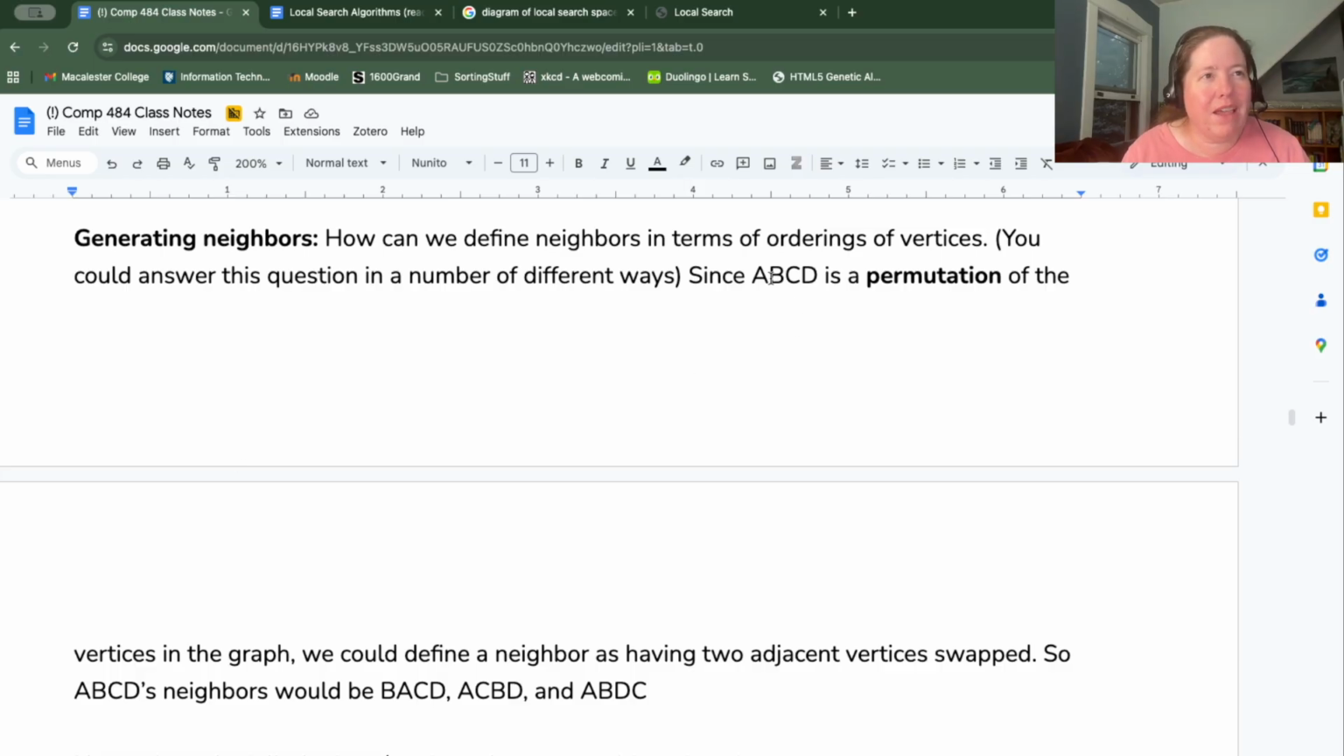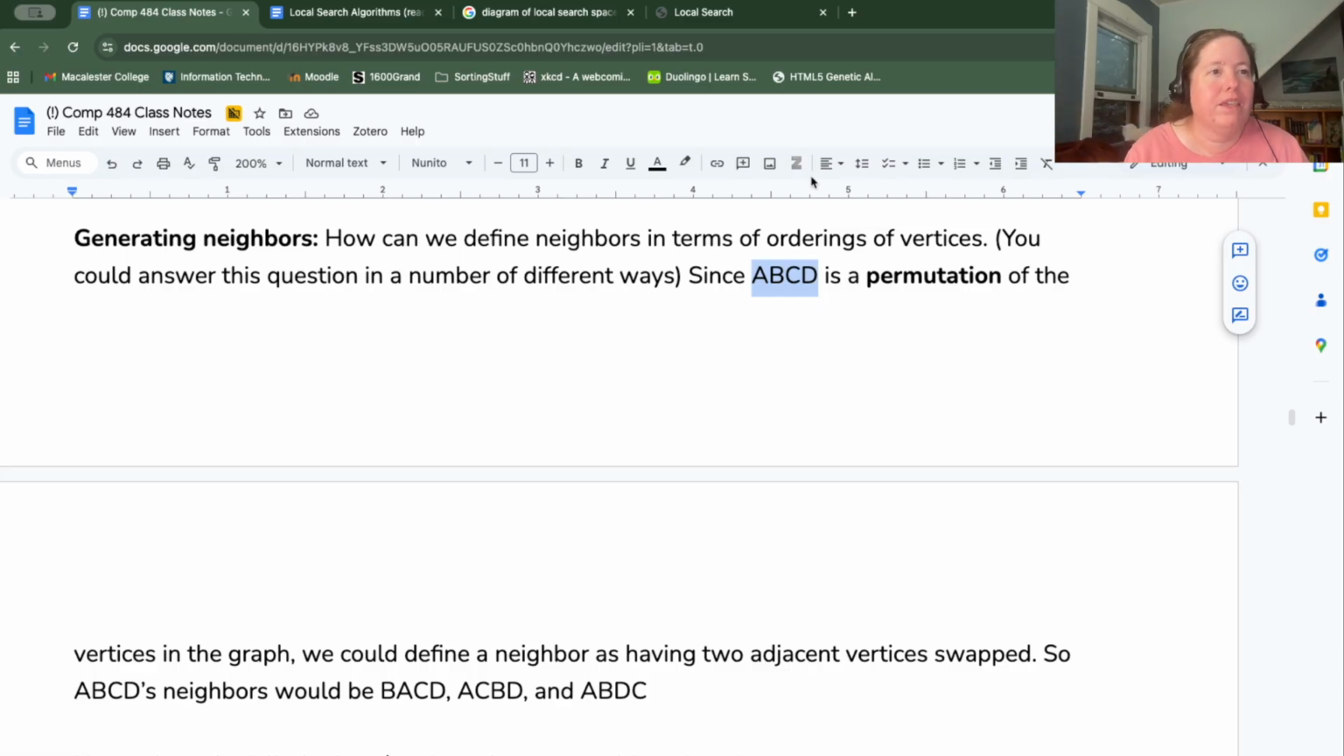All right, so we have A, B, C, D. That's one of our potential solutions. We need to define what it means to be a neighbor of A, B, C, D. And there are lots of different ways you could do this. We want to have a significant number of neighbors, but not a bajillion neighbors. So we don't want every other permutation to be a neighbor. That would change the problem significantly.